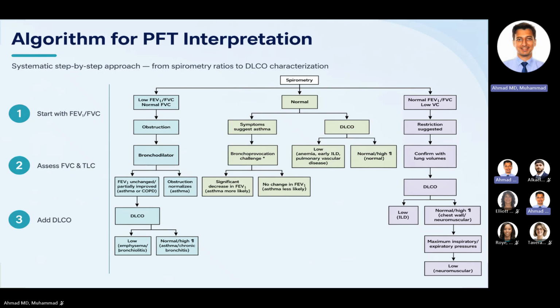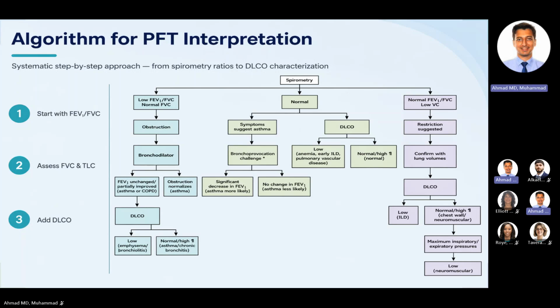You then look at the diffusion capacity. If the diffusion capacity is normal or high, this is consistent with asthma and chronic bronchitis. If the diffusion capacity is low, this is COPD, emphysematous kind.